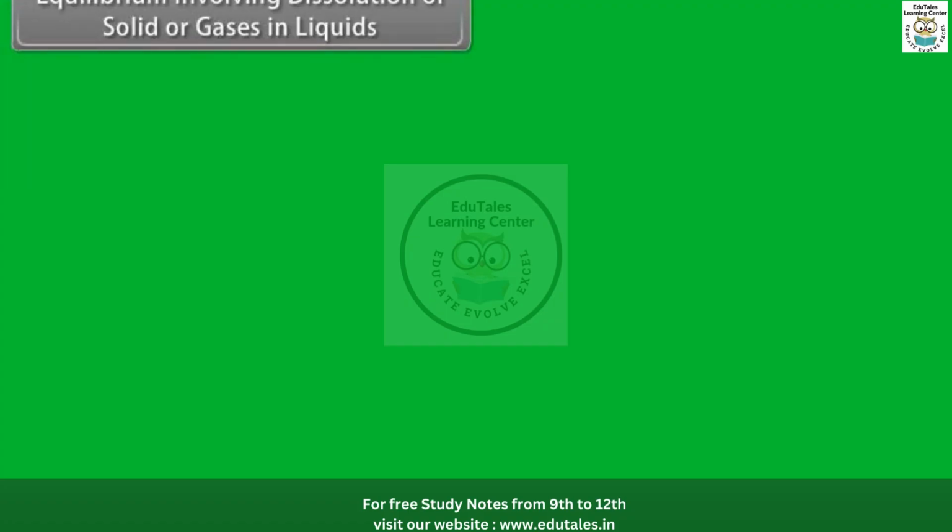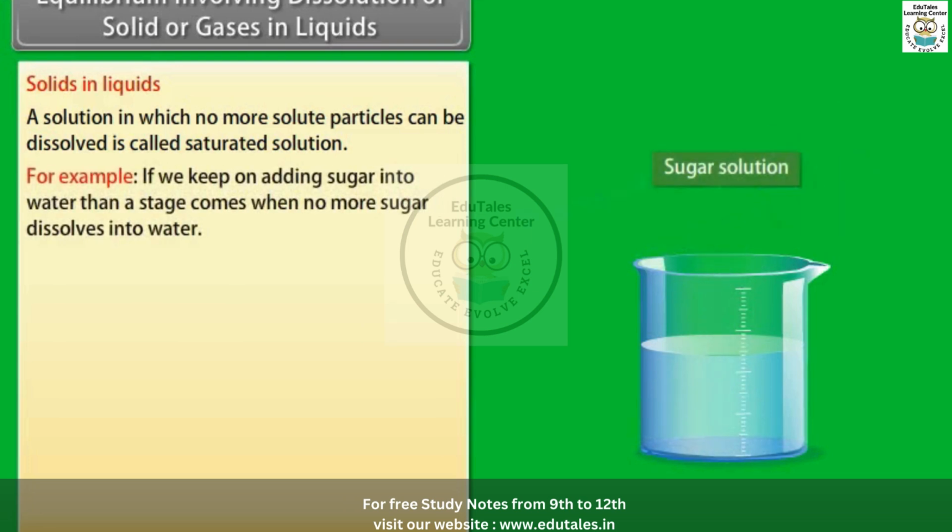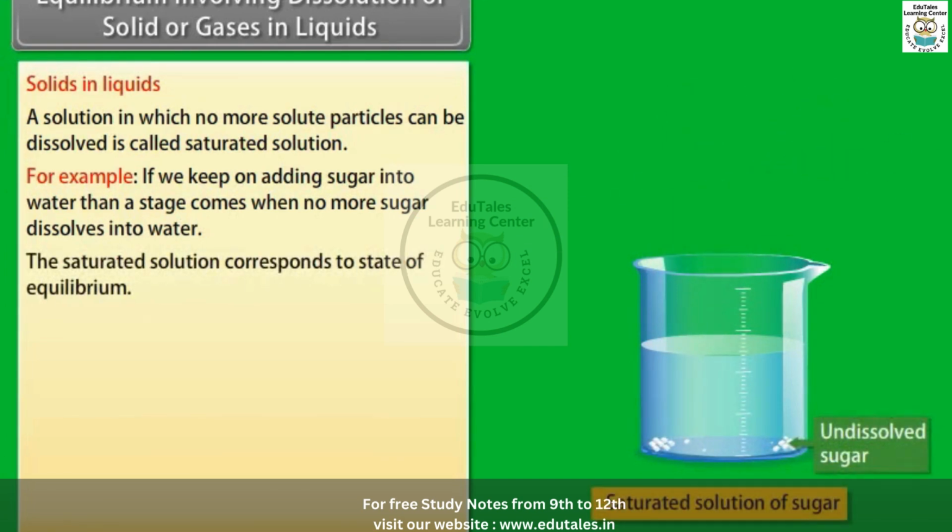Equilibrium involving dissolution of solids or gases in liquids. Solids in liquids. A solution in which no more solute particles can be dissolved is called saturated solution. For example, if we keep on adding sugar into water, then a stage comes when no more sugar dissolves into water. The saturated solution corresponds to state of equilibrium.